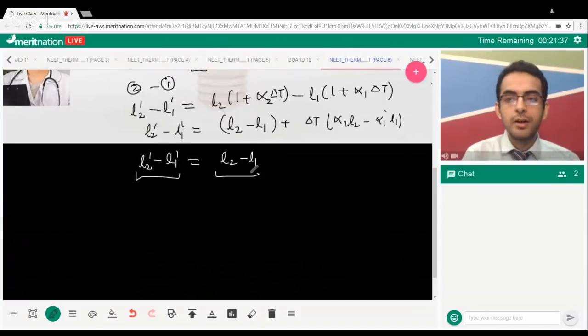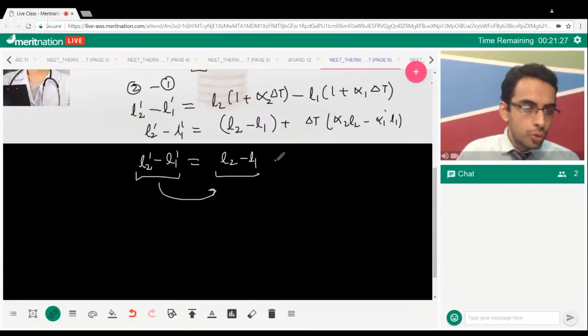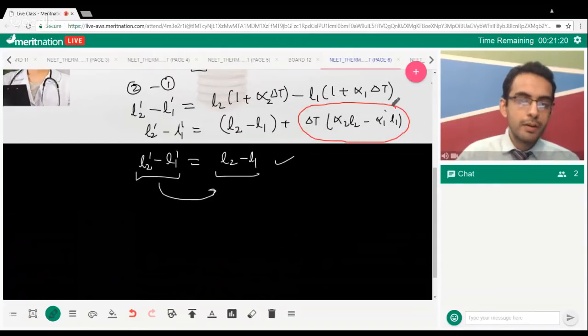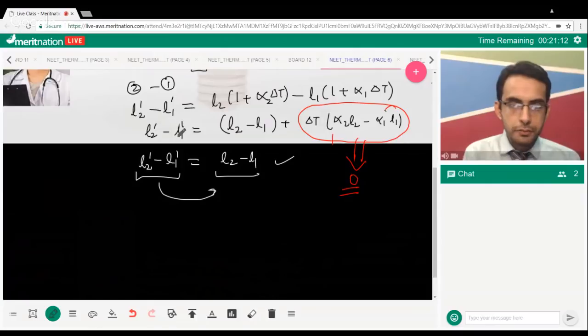Although the lengths change, the difference between them remains the same at all of them. So L2 dash minus L1 dash must be equal to L2 minus L1. If this is true, then this thing that I'm pointing at right now has to become 0. If this doesn't become 0, the difference between the lengths will not be constant.